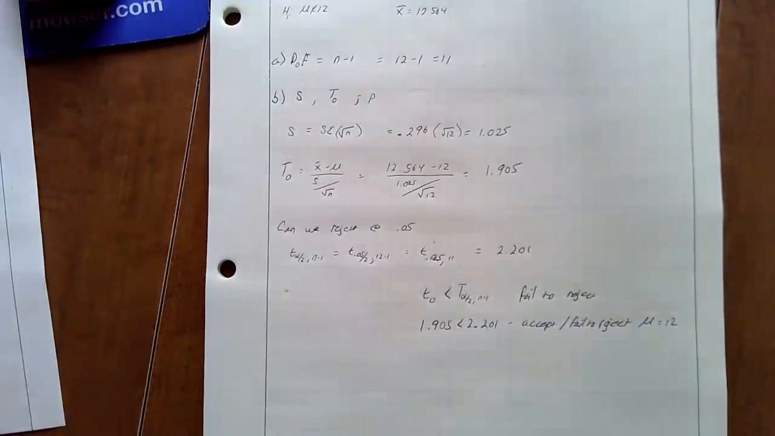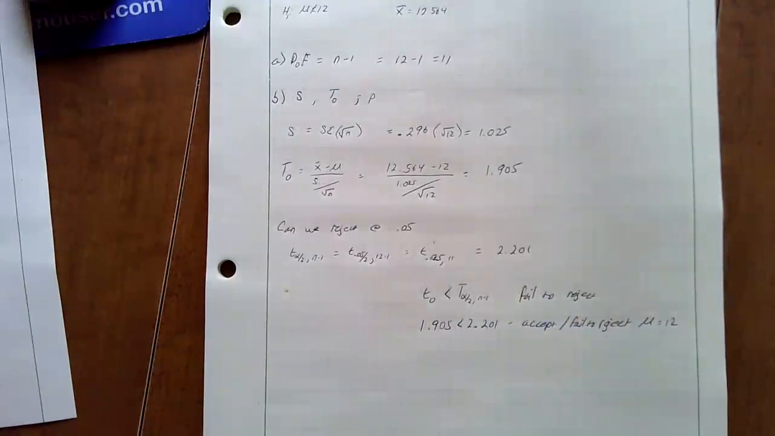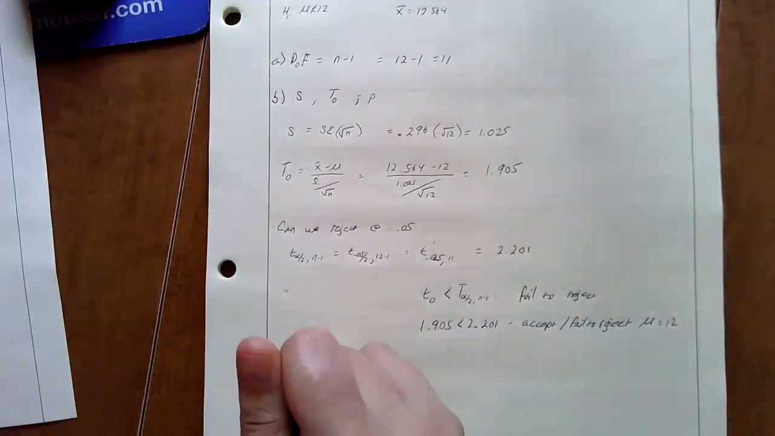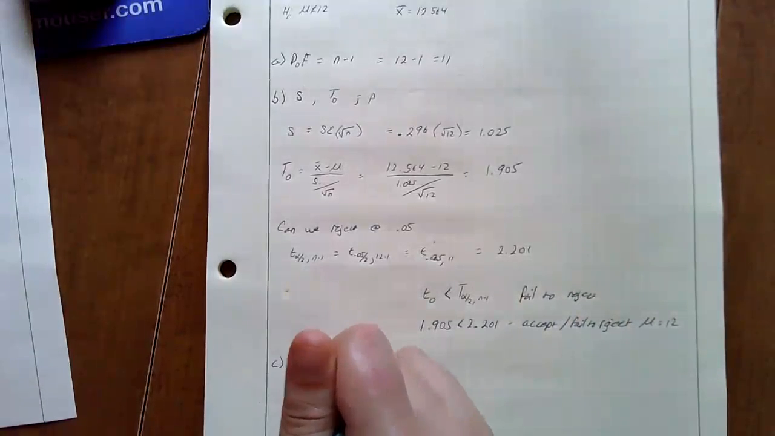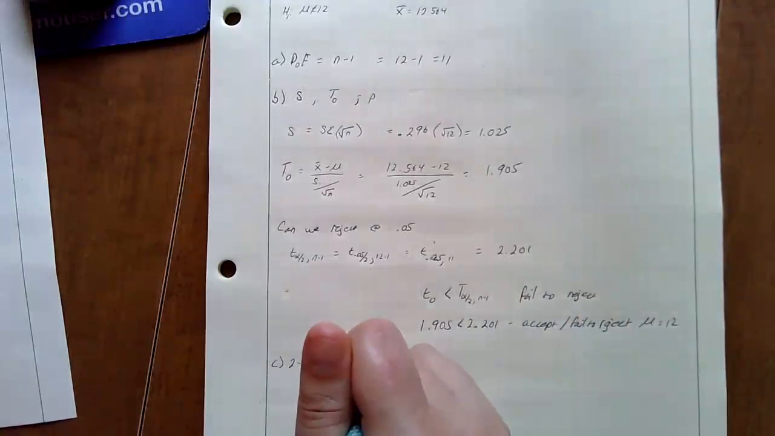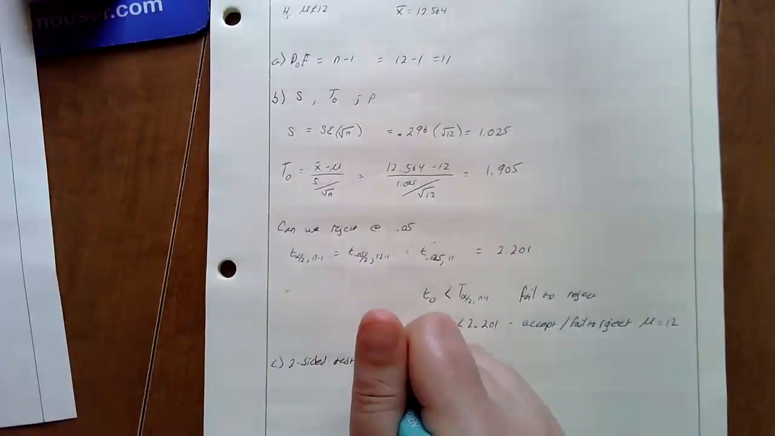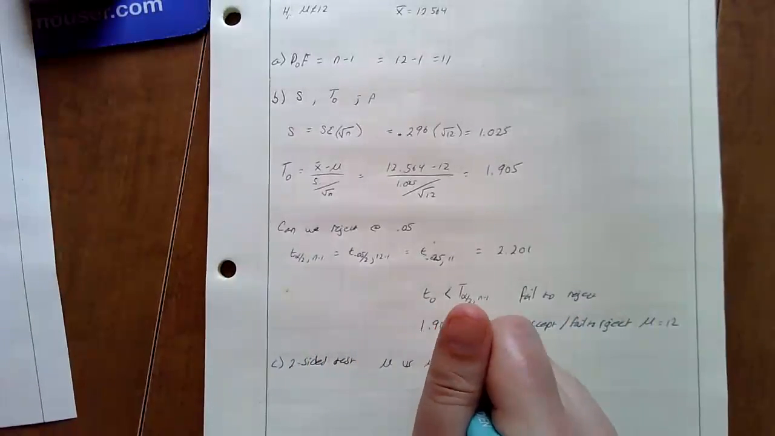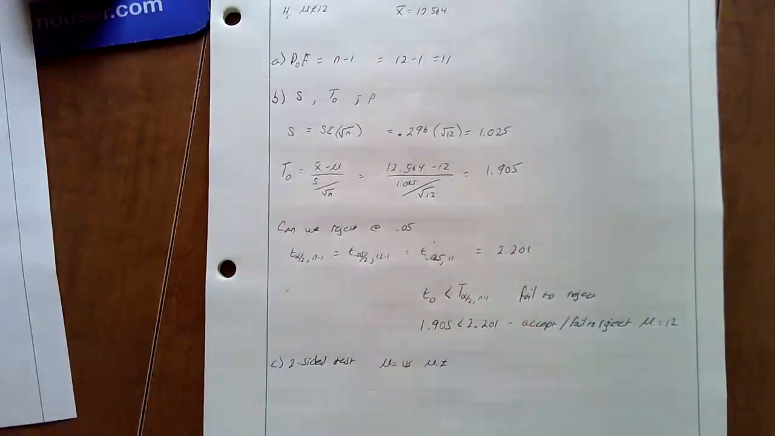So the next question, they get kind of out of order in my opinion here, but they ask you if it's a one-sided or two-sided test. We kind of needed to know that before we got started, but it's a two-sided test. I would have had that be the first question. And so we already knew that because it was mu versus mu does not equal. And so we know that it's a two-sided test.